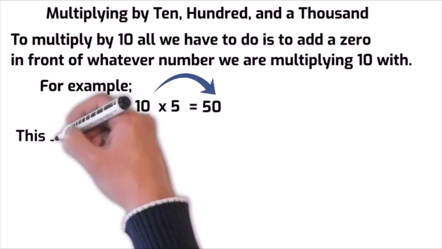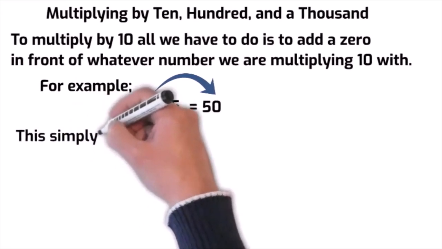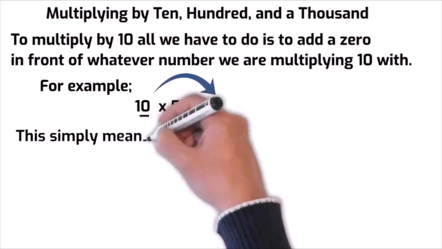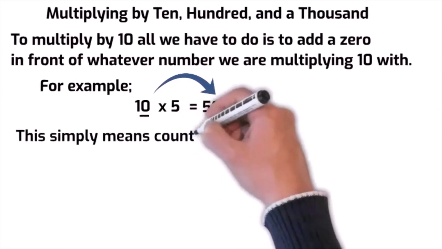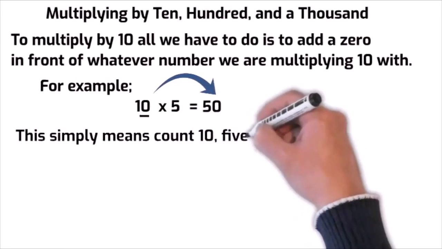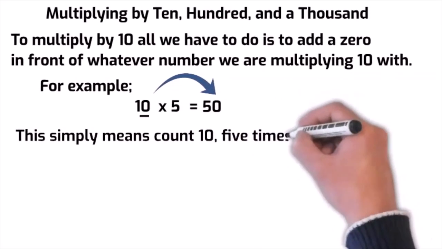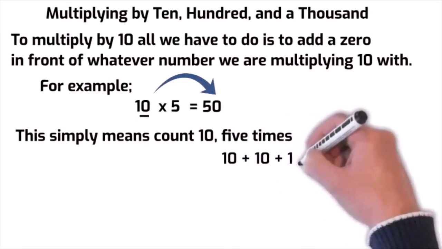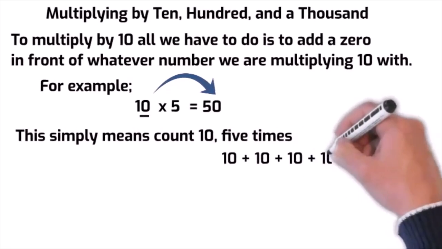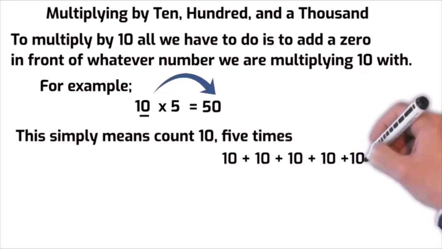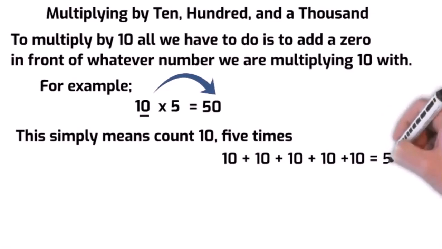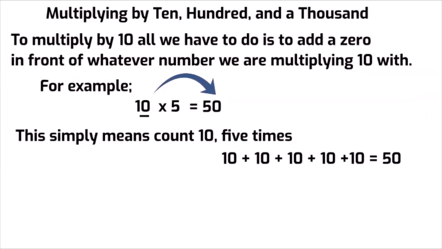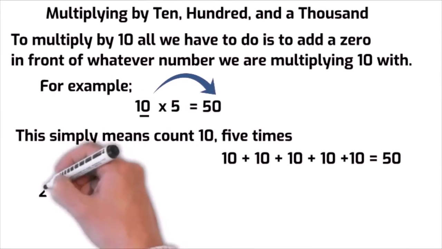This simply means count 10 five times. 10 plus 10 plus 10 plus 10 plus 10 gives us 50. 10, 20, 30, 40, 50. Just like counting in tens.